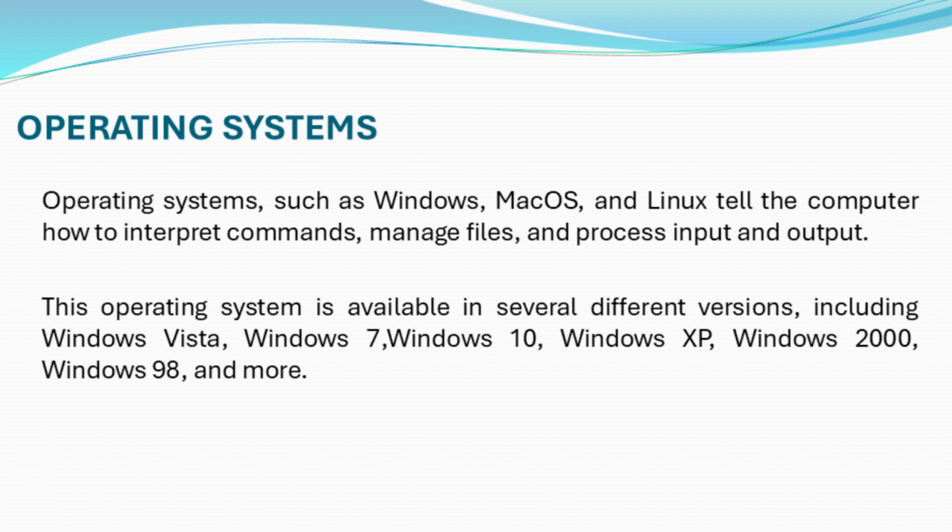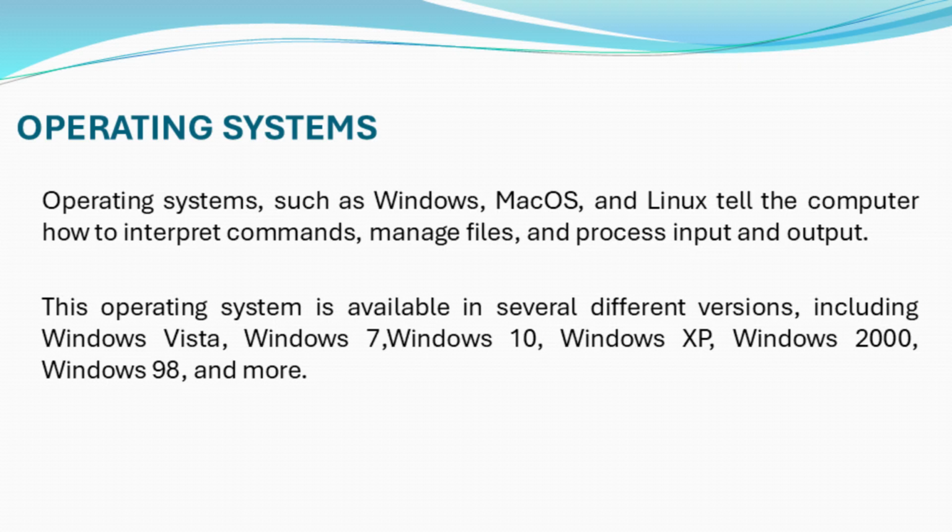Operating systems. Operating systems, such as Windows, Mac OS, and Linux, tell the computer how to interpret commands, manage files, and process input and output. An operating system, or OS, must be present before any other software, such as a word processor, can run. This workshop covers the Microsoft Windows operating system.